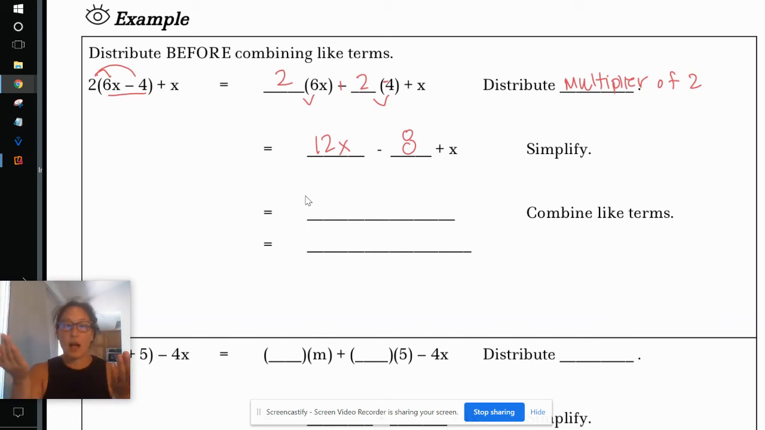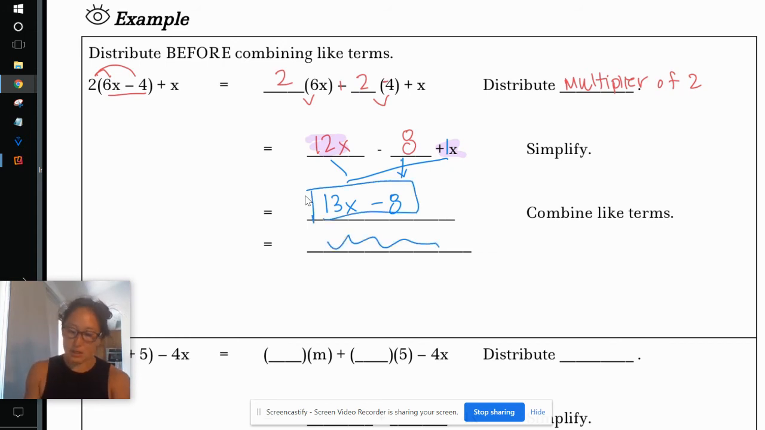And now I can combine my like terms. I can see that 12x and 1x, there's an invisible 1 in front of this x, can combine to give me 13x. 12 plus 1 gives me 13. Then I need to bring down my negative 8. And that is as simple as we get, so I don't need this last little line.